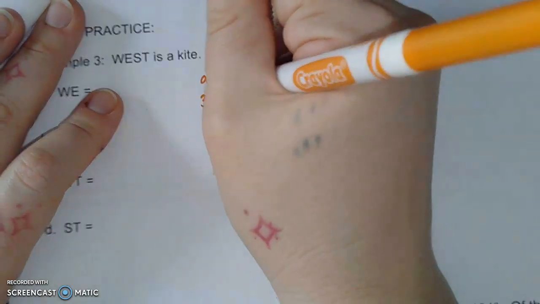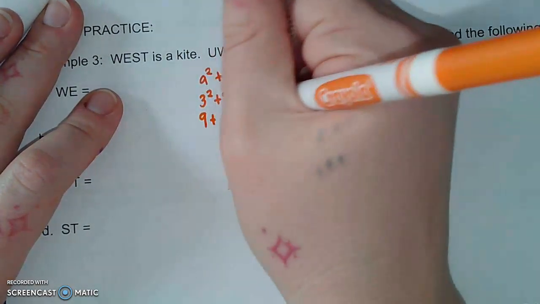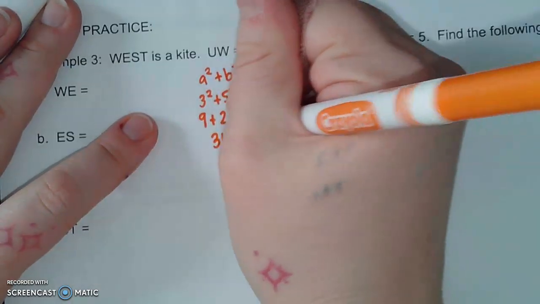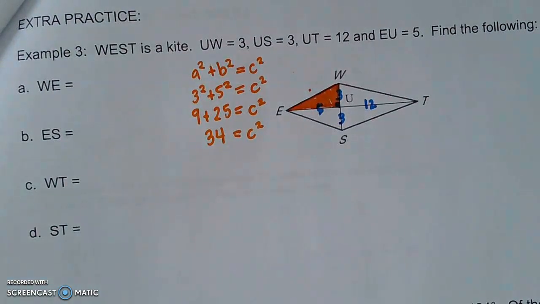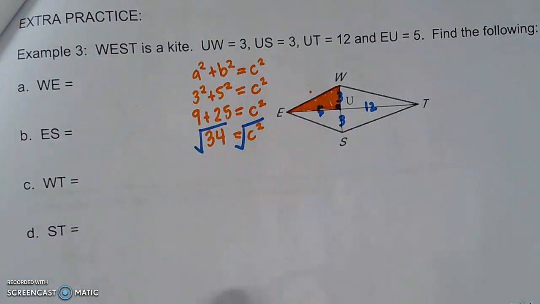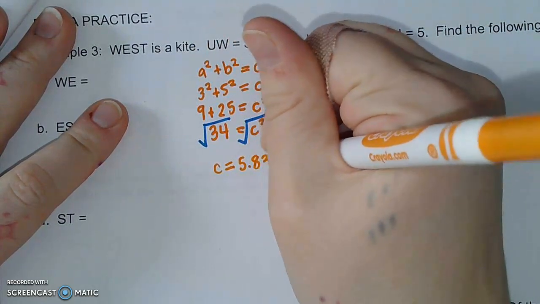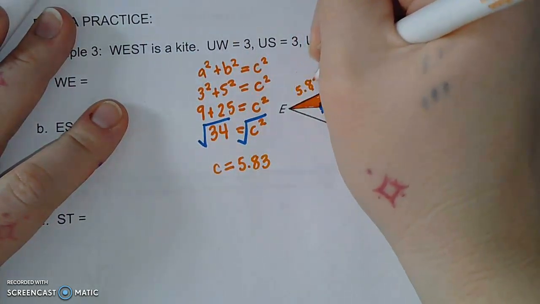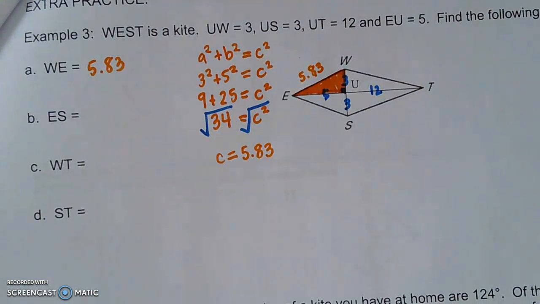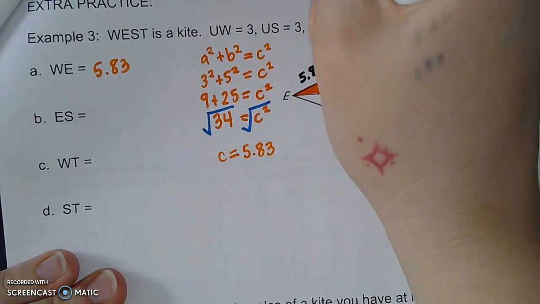I'll put 3 squared plus 5 squared on the right side. 3 squared is 9, plus 5 squared is 25. And 9 plus 25 is 34. And to get rid of that square, I just have to square root both sides. And the square root of 34 is 5.83. So WE is 5.83.